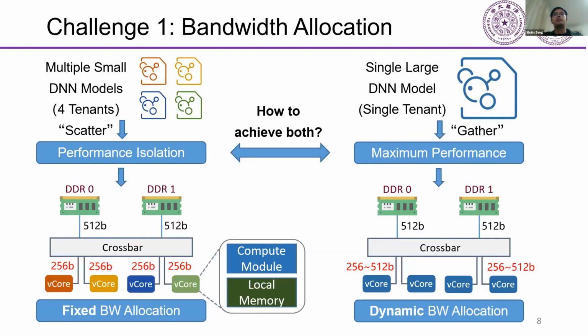So the first challenge here is how to achieve performance isolation and maximum performance at the same time. As shown on the left side, to enable scatter for multiple small DNN models, fixed bandwidth allocation is required for performance isolation. However, when it comes to supporting gather for a single large DNN model, it requires dynamic bandwidth allocation for the optimal data flow to achieve the maximum performance.